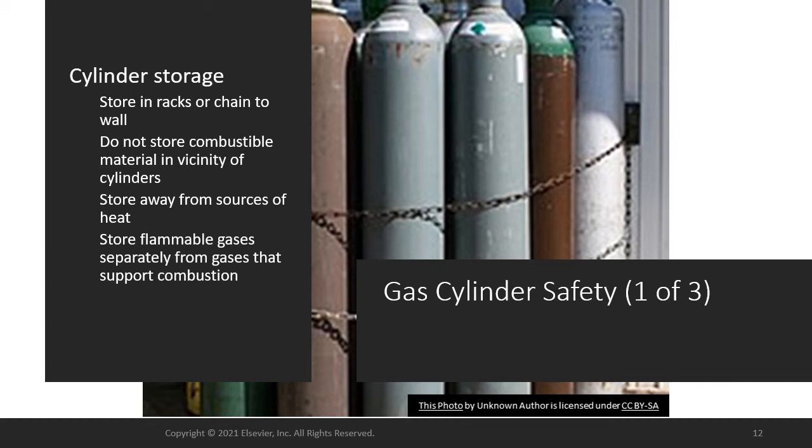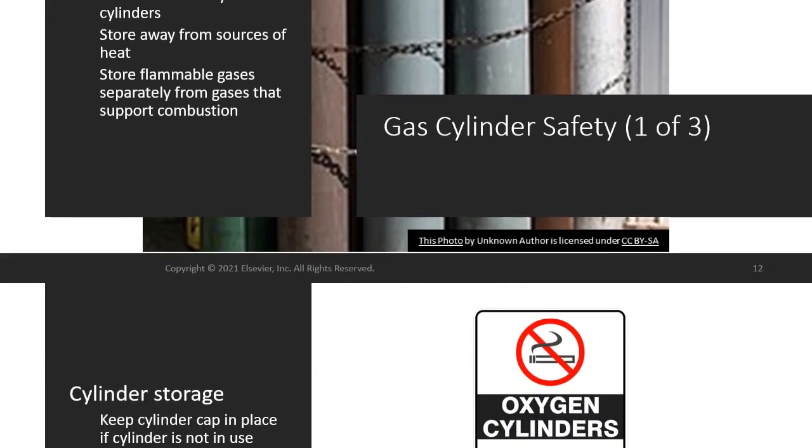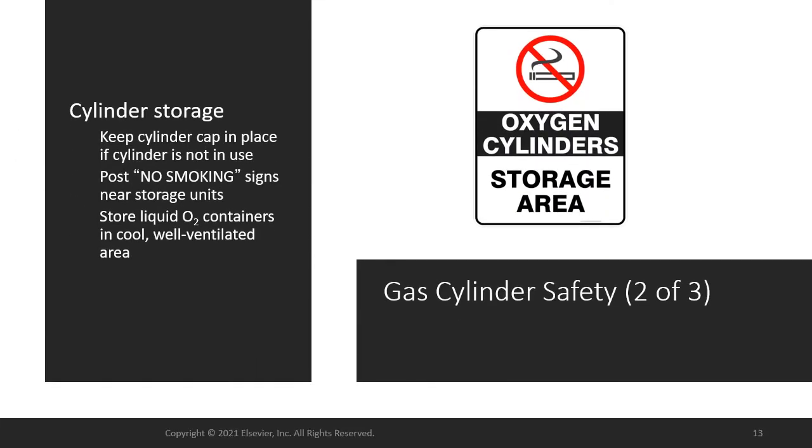For ease of use, these safety guidelines are divided into cylinder storage, transportation, and use. Do not store combustible material anywhere near your cylinders. Store away from sources of heat and light. Store flammable gases separately from gases that support combustion. Keep a cylinder cap in place if the cylinder is not in use. Be sure to post no smoking signs near your storage units, and store liquid oxygen containers in a cool, well-ventilated area.